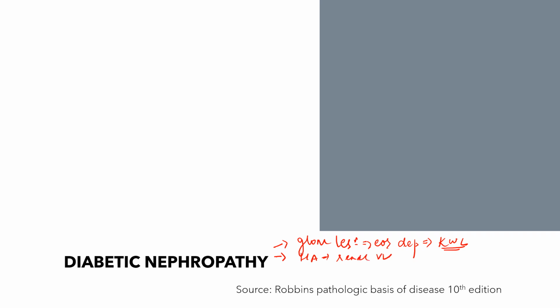And the third is pyelonephritis. So what happens in pyelonephritis? Because of any infection, primarily bacteria, there will be inflammatory infiltrates in the kidney, which is called pyelonephritis.